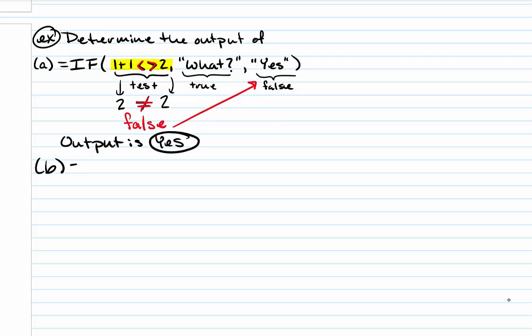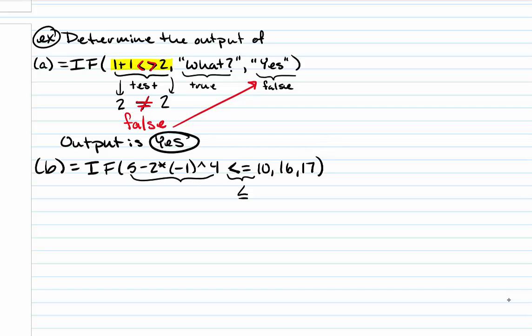Let's try another one. Let's try this IF function where we have 5 minus 2 parentheses negative, oh wait, there would be a times symbol right there. Excel always has to have the times symbol. And then the -1 and the caret symbol, which is an exponent symbol, then a 4, a less than symbol, an equal to symbol, the number 10, comma 16, comma 17. So this doesn't have words in it. Let me make that less than symbol actually look like a less than symbol. This right here means less than or equal to, and we can evaluate this. What is that? Follow PEMDAS carefully.